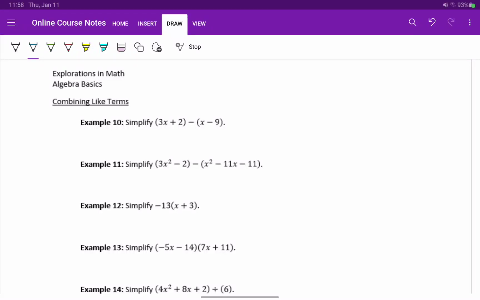The next piece of our algebra review involves combining like terms. We already talked about the difference between variable terms and constant terms. What we need to know now, or review now, is the idea that variable terms can be added together.